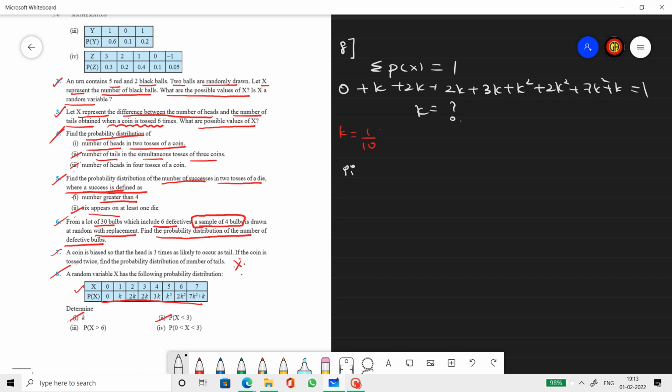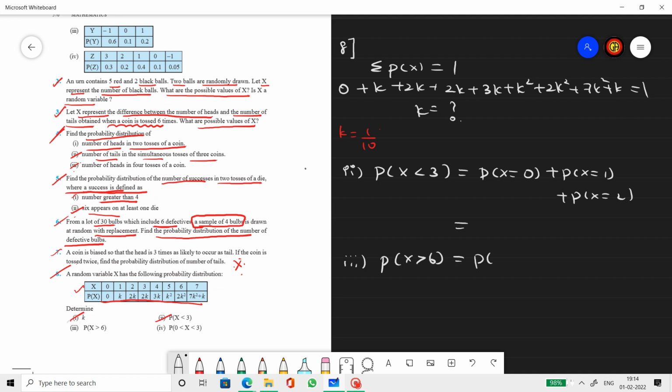Second subdivision is P of x lesser than 3, which means P of x equal to 0 plus P of x equal to 1 plus P of x equal to 2. So add the probabilities of these events. That will be probability of x less than 3. Third case, P of x greater than 6. Greater than 6 means it's P of x equal to 7, P of x equal to 8, P of x equal to 9, and P of x equal to 10. Add all the respective probabilities.